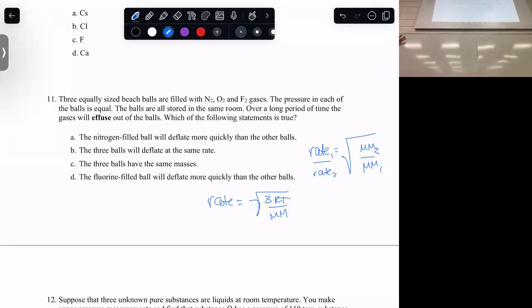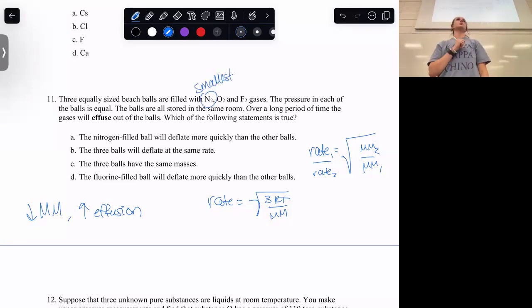So the only thing that's changing between the N2, O2, and F2 beach ball is the gas present within the beach ball. What does this rate equation tell us? If it's smaller, is it going to effuse faster or slower? It'll effuse faster. So the smaller the molar mass, the greater the effusion. So which one, N2, O2, or F2, is the smallest? N2 is your smallest. So what should deflate the fastest? N2 should deflate fastest. Okay, now we can look at all of our answer choices.